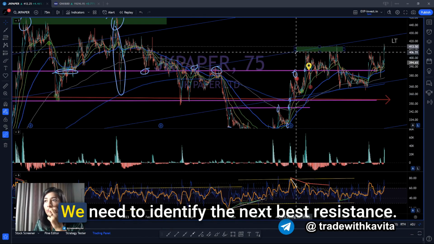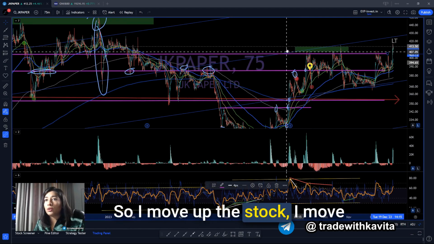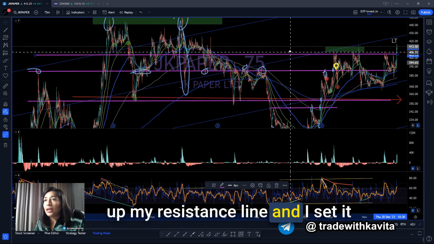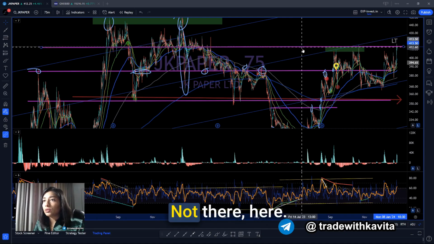So next, what happens? We need to identify the next best resistance. So I move up the stock, I move up my resistance line, and I set it near the low of this consolidation, not there, here.